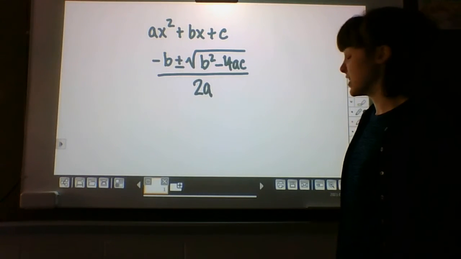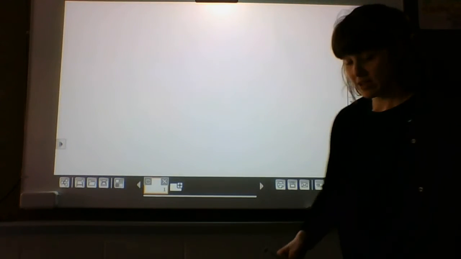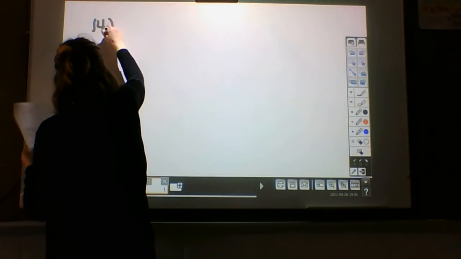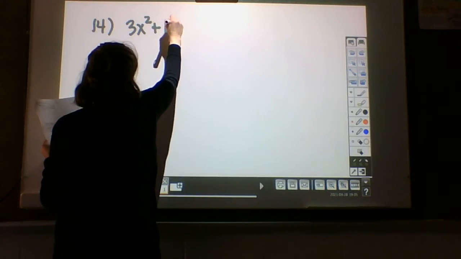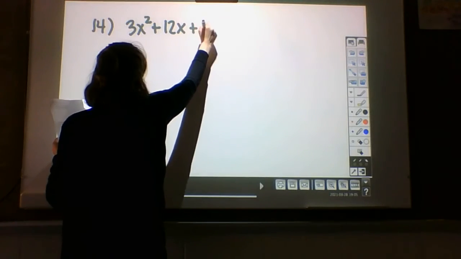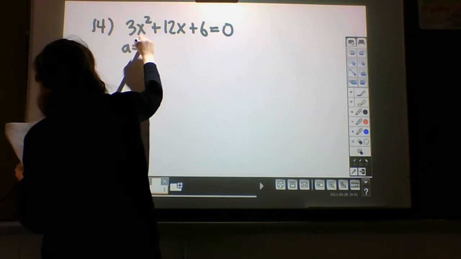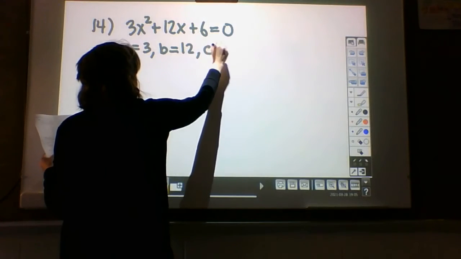Okay, so we're going to try it on number 14. So I'm going to erase this now. All right, here we go. So our equation is 3x squared plus 12x plus 6 equals 0. Okay, so here a is 3, b is 12, c is 6.